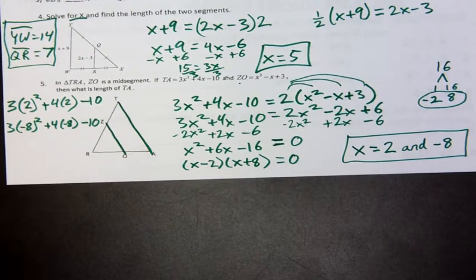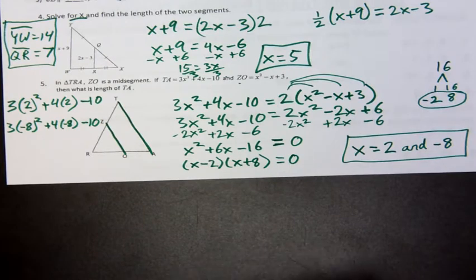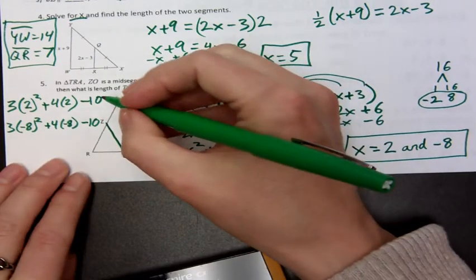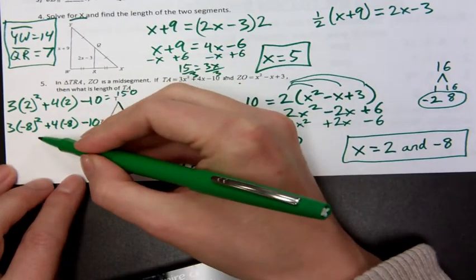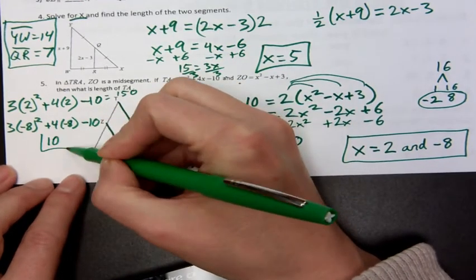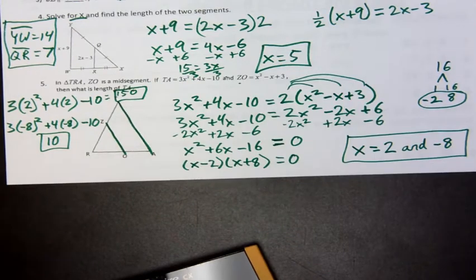To save us time in notes, I'm going to type those into my calculator. These calculators will take the whole thing. And it comes out to 150, and this one comes out to 10. So are those both positive distances? Would they both work? Yeah.